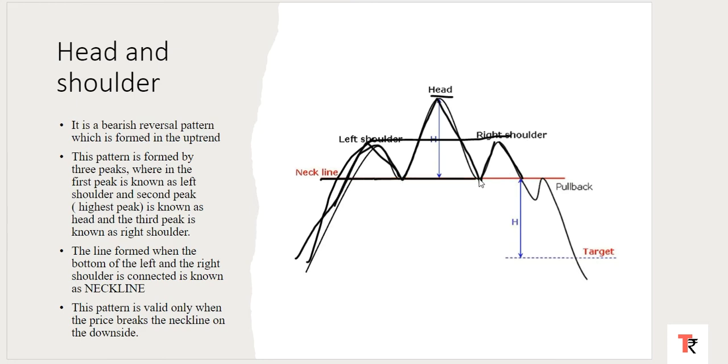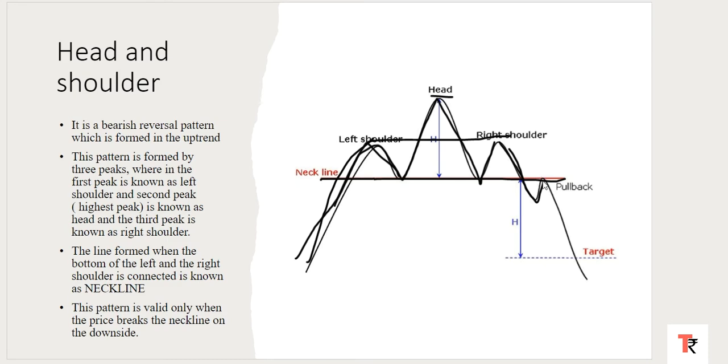When you join a horizontal line at the bottom of the left and the right shoulder, this is called the neckline. Okay, this is very important. You should know how to draw a neckline, because based on this only you will be able to take your trades, the entry of your trades. In this formation, you can take your short positions once the price breaks this neckline, and then it can give a pullback sometime or it might not.